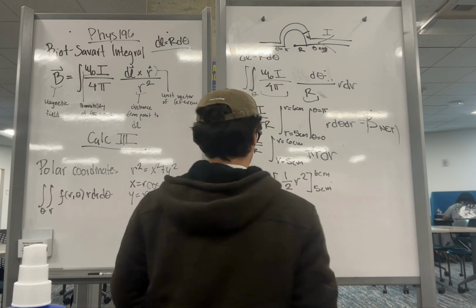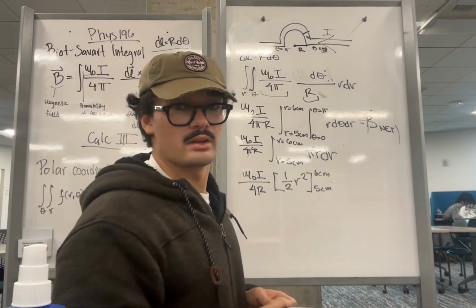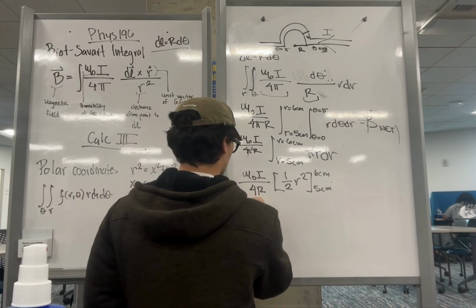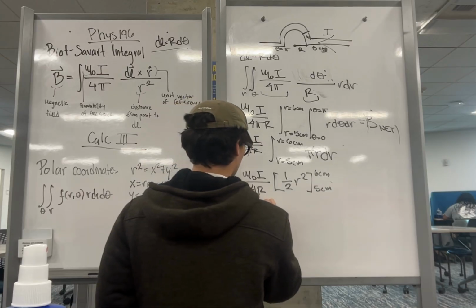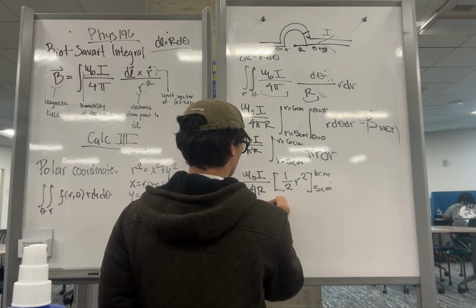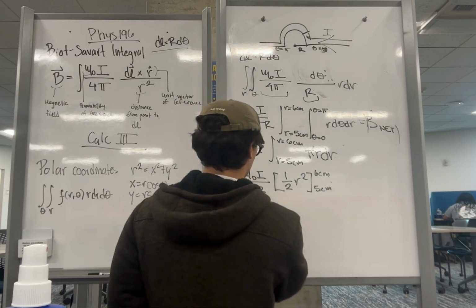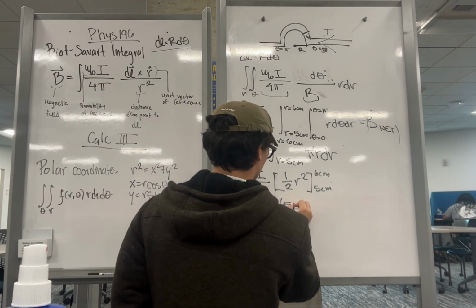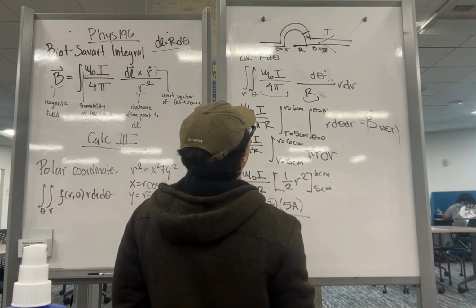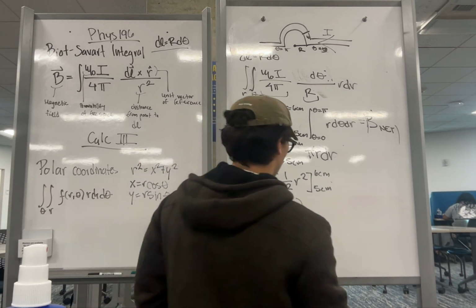So I plug these in, and I'm actually going to plug in the real values right now. mu naught is 4 pi times 10 to the, is it -7th, I want to say? I think, yeah, -7th. And then I is 5 amps. And then the radius is 5 centimeters. And then we do this.